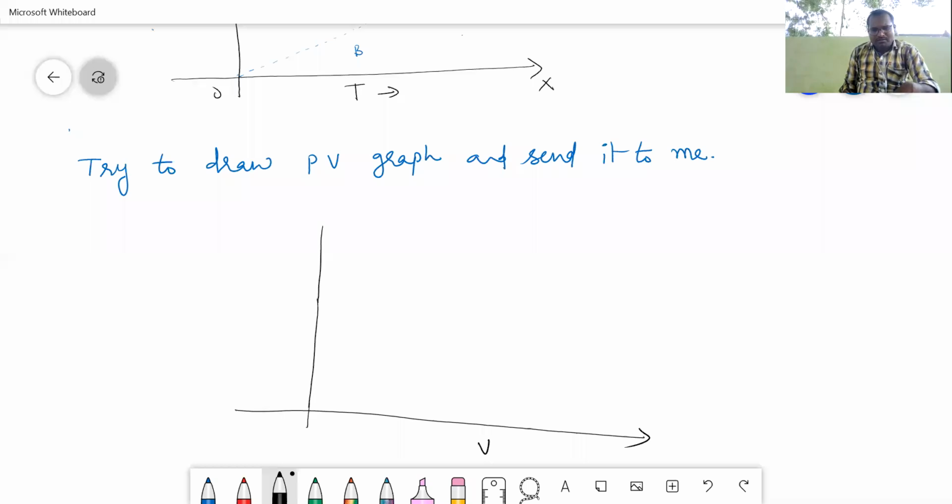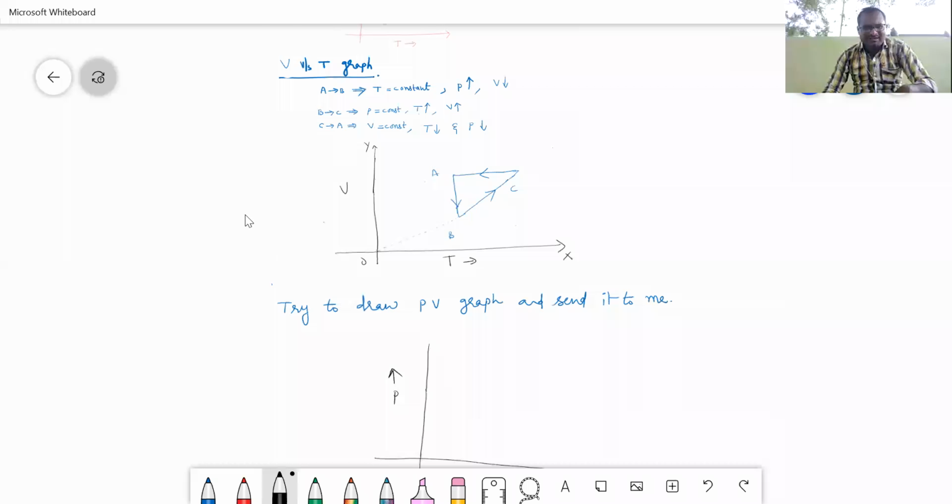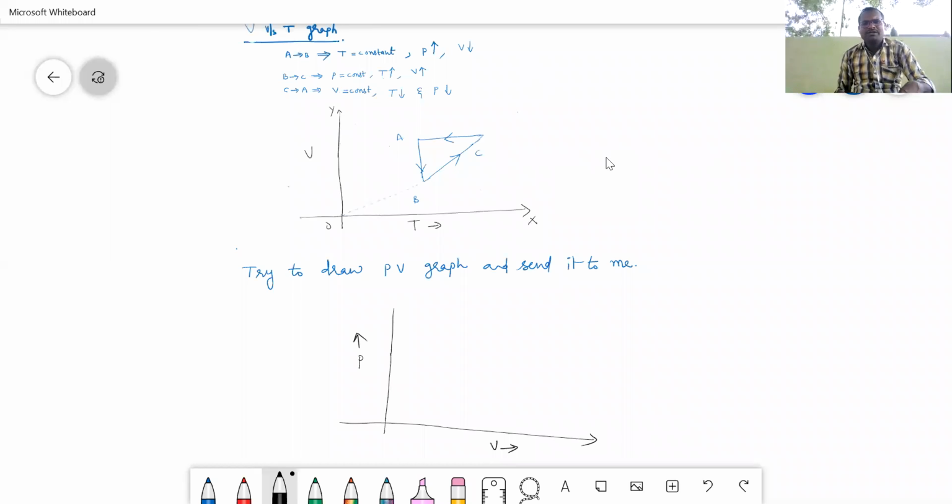Here volume let us take. Here pressure let us take. Now see, in the process A to B, what happened? In the process A to B, temperature is constant. When temperature is constant, the PV graph will be a rectangular hyperbola. It will be like this. Start from the middle.